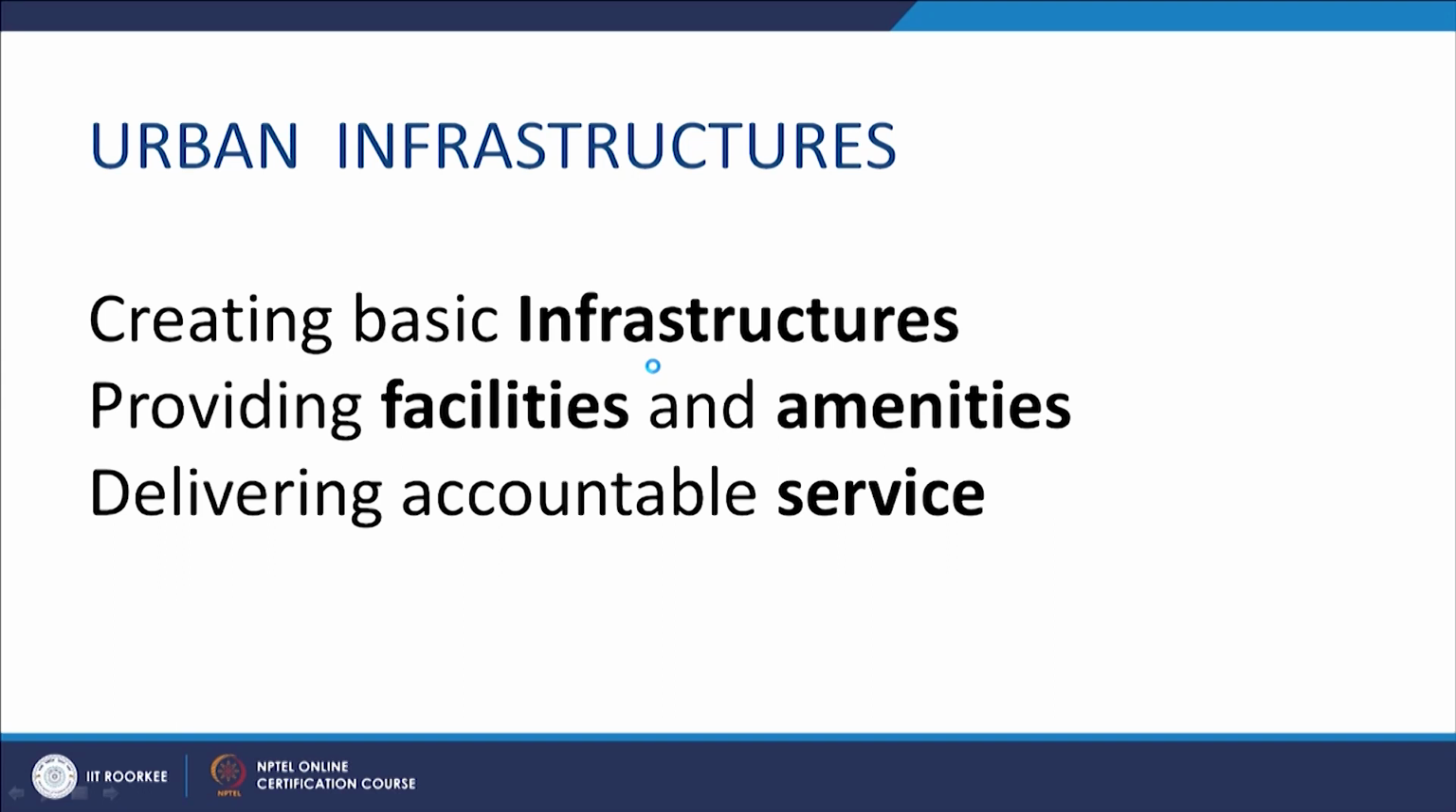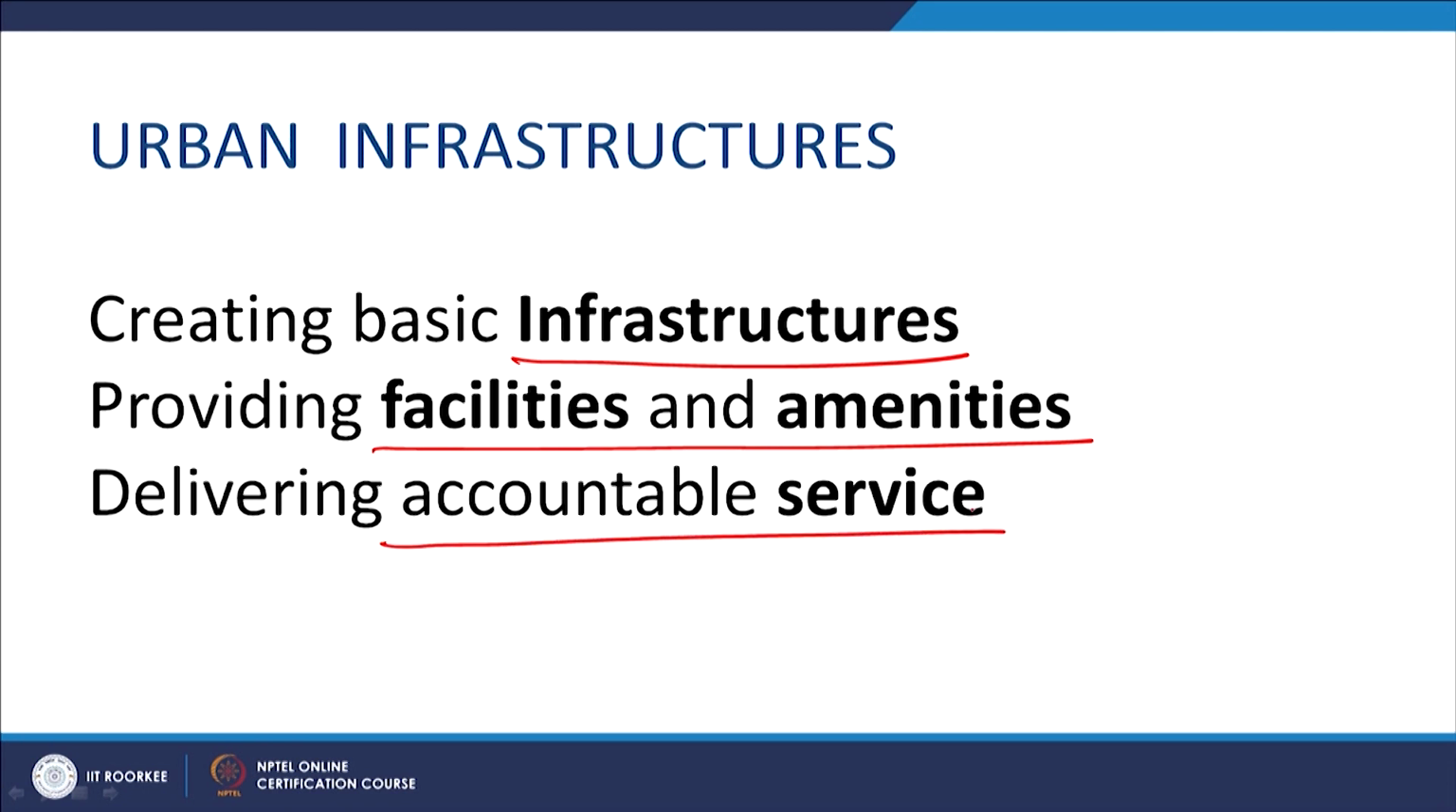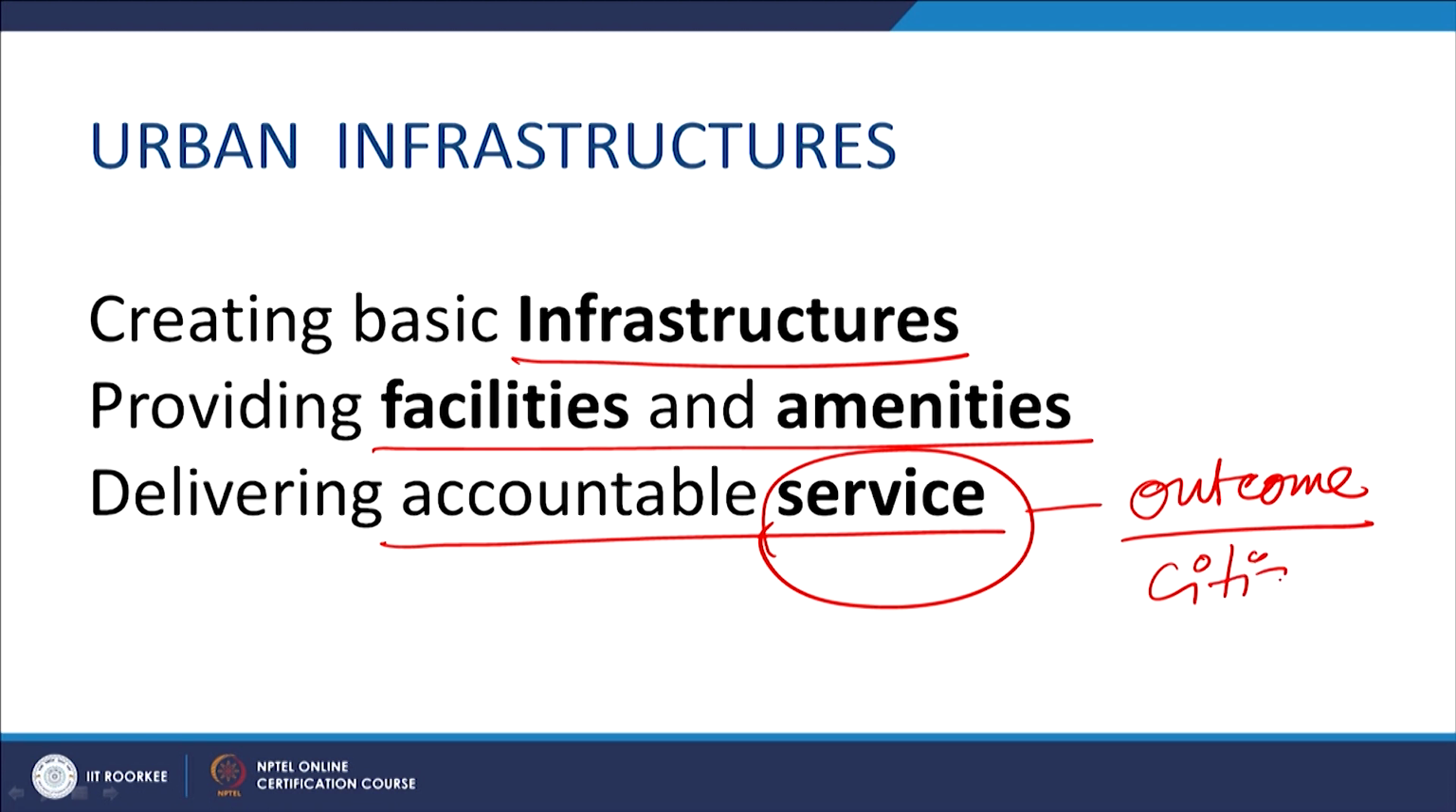So, basically the objective of urban infrastructure is creating basic infrastructure for providing facilities and amenities for delivering accountable service. I request you to read this line once more. So, we create infrastructure to provide better facilities and amenities, so that people get the accountable service. So, service is the end outcome which citizens get, and infrastructure, facilities, amenities are our input, or what we do, and because of that input the outcome is the better services.